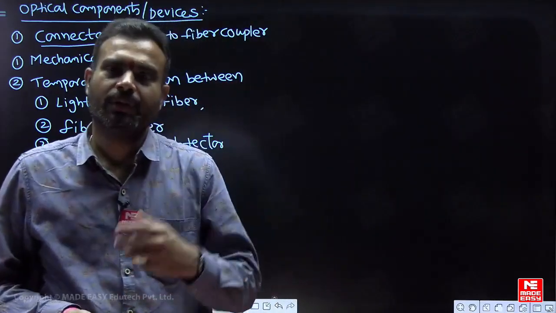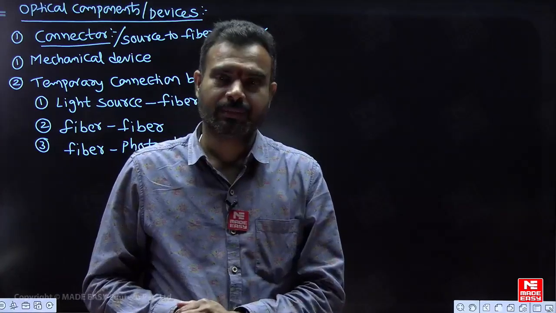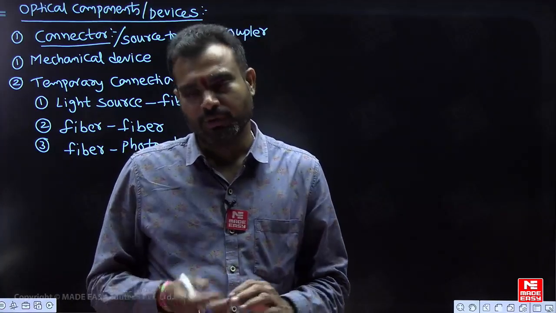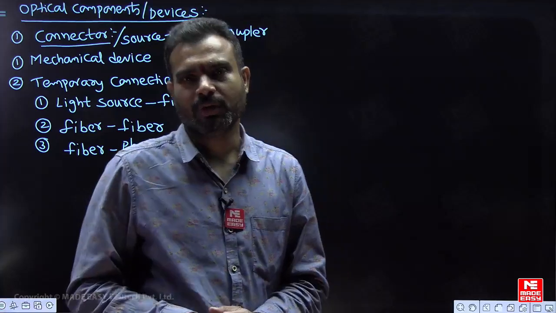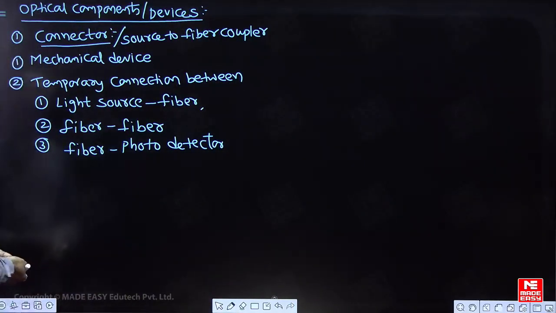I already explained in the starting of the class where the connectors are going to be used. At that instant you will also find out very clearly. So those temporary connections are formed between light source to fiber, fiber to fiber, and fiber to photodetector.